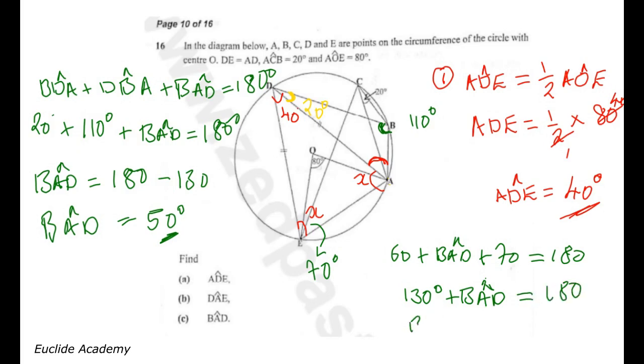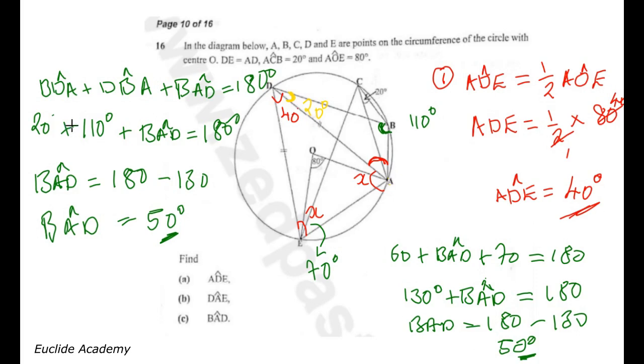So we can put BAD this side, and then this will be 180 minus 130, which comes this side, and then this still gives us the answer as 50 degrees. 50 degrees as the final answer. So that is a very horrible 50, but 50 degrees as the final answer. So BAD is equal to 50 degrees.